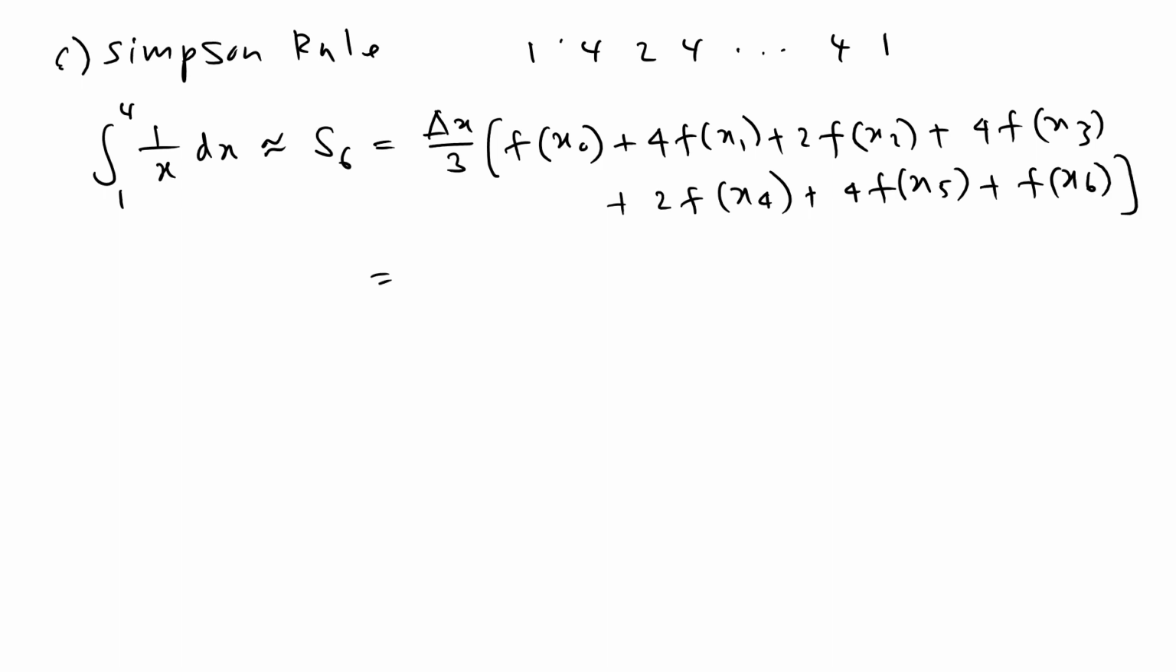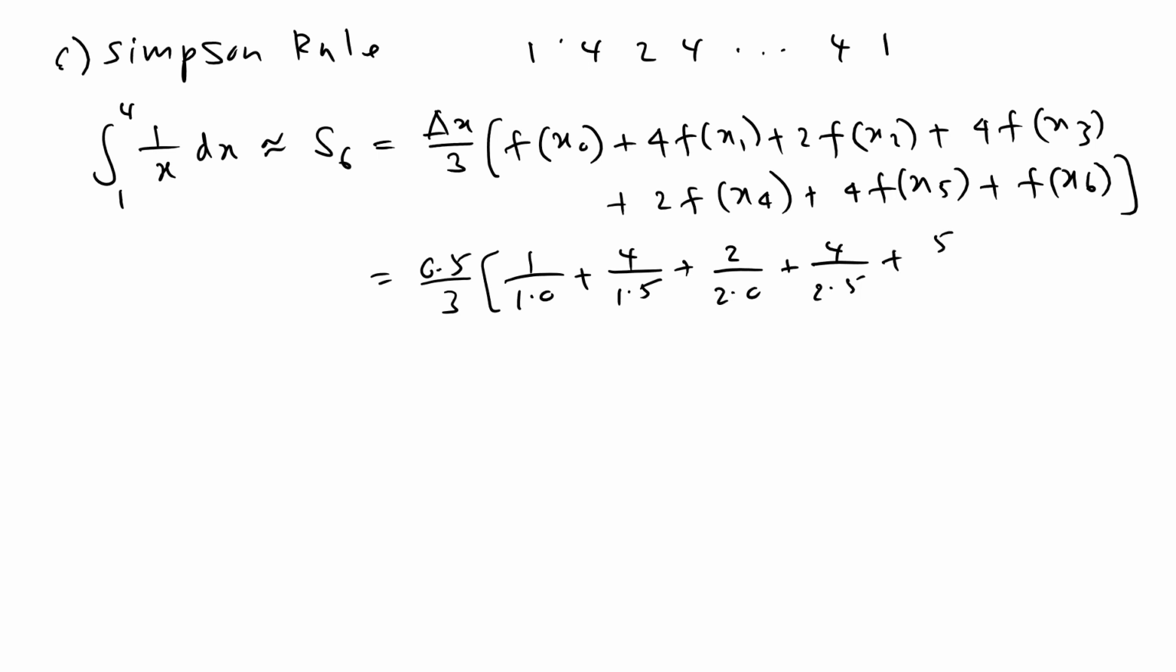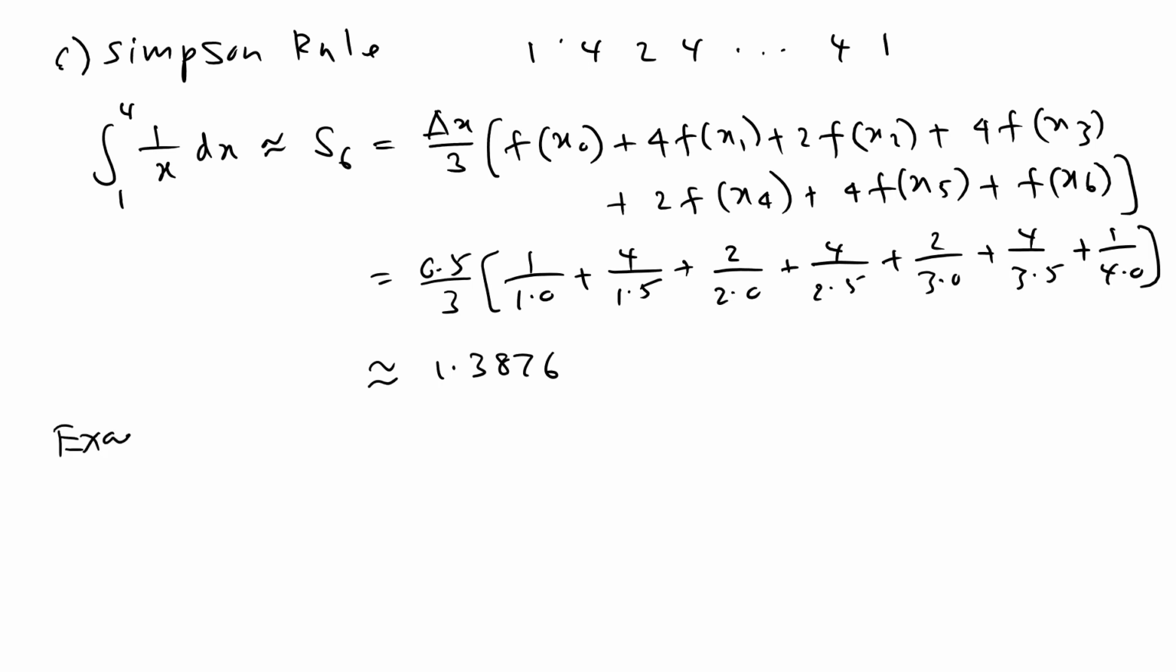Once you plug in the values, you're going to get 0.5 over 3 now. So 1 over 1, and then 4 over 1.5, 2 over 2.0, 4 over 2.5, 2 over 3.0, 4 over 3.5, 1 over 4.0. If you use a calculator, you end up getting 1.3876. So let's try to find the exact value, because this is something that you can do.